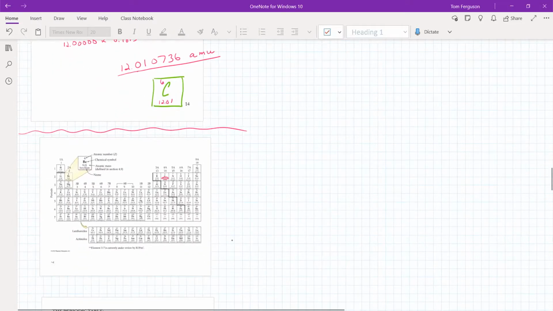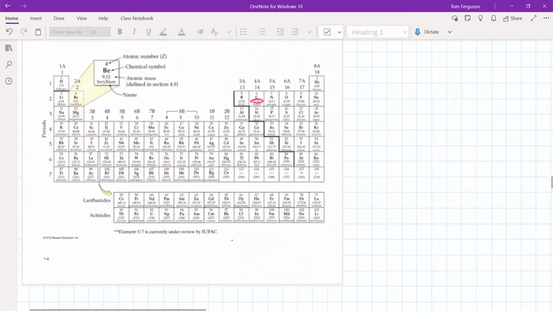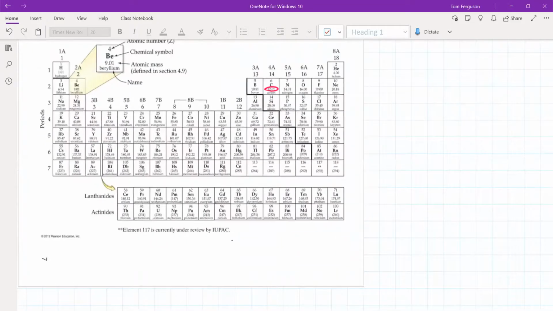So here we have, and we go all the way out to here. These are all filled in now, all the way out to here. So we have 118 elements running around. A number of them are artificially made. Everything past here, from 93 on, is artificially made. So the last naturally occurring element is uranium.